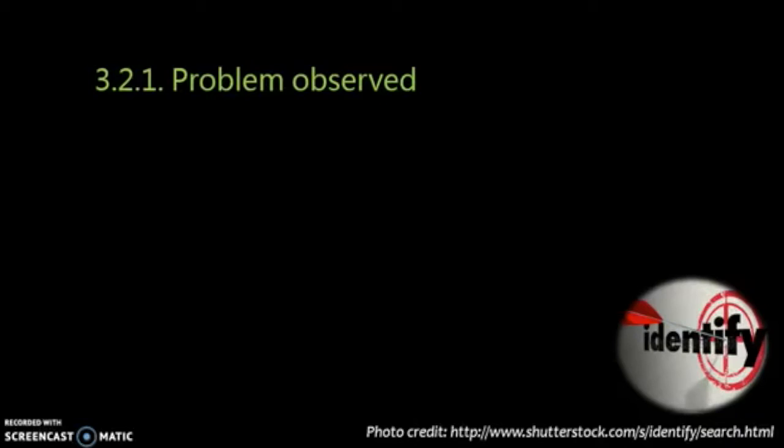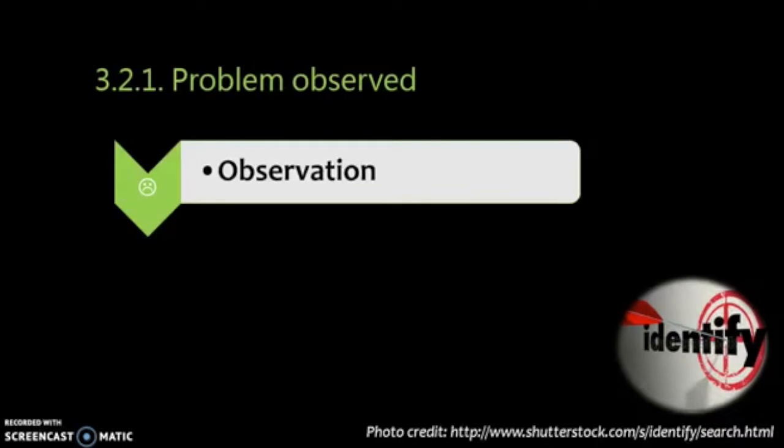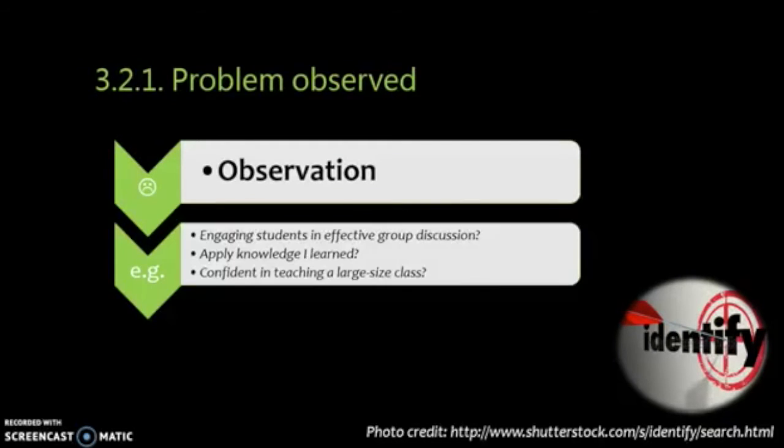Well, if you're still with me, I'm very sure you are somewhere between the dichotomy of I know what I want to present and I absolutely have no idea what I want to present. Am I right? If so, then think about the following questions. Am I able to engage my students in effective group discussion? Am I able to apply the knowledge I learned in workshops, training courses to my classes? Am I confident in managing and teaching a large-size class?